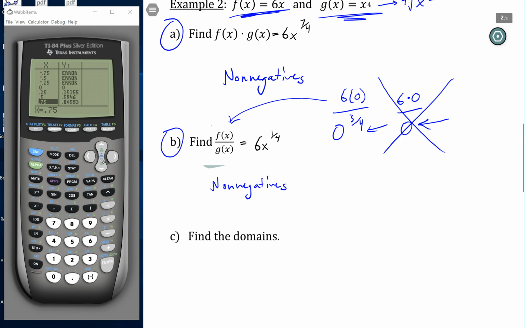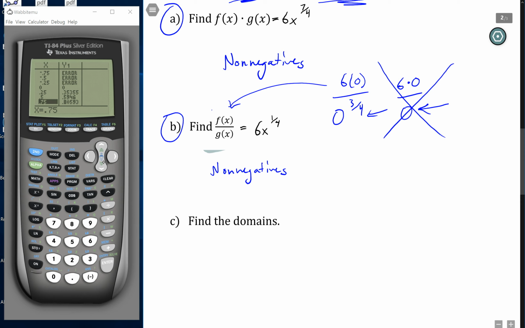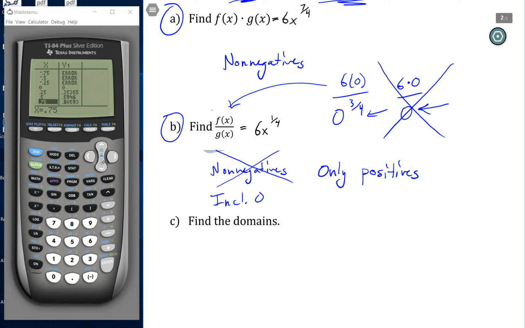And so not only is this domain non-negatives, actually, I need to revise it. It's only positives. Non-negatives would include 0. So let me just write that. Non-negatives include 0, but as I saw from looking at the function separately, I cannot include 0. So I'm going to write only positives because this does not include 0.